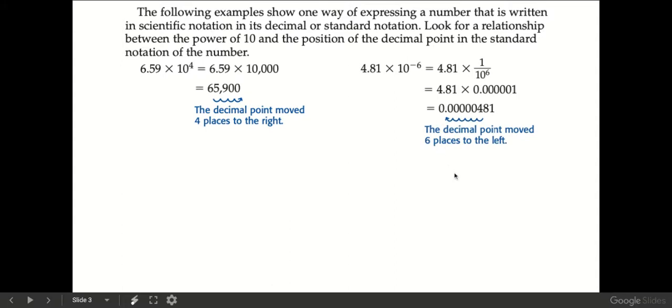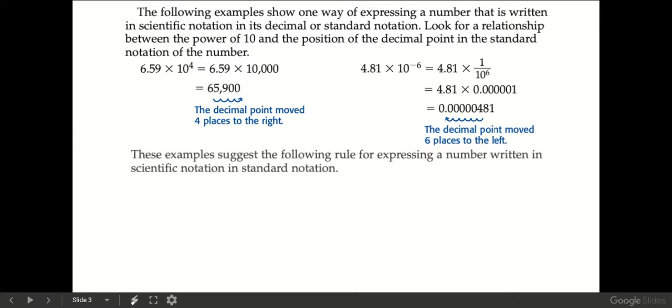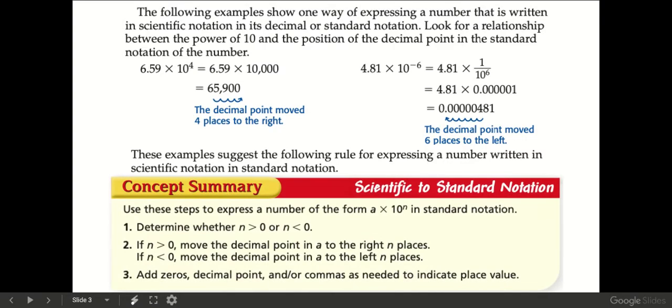0.00000481. Again, make the observation of where the decimal used to be. It used to be between the 4 and the 8. And now it has moved 1, 2, 3, 4, 5, 6 decimal places to the left, which coincides with the exponent. So this brings us to our next rule, which is how to write scientific notation in standard form. The first thing we would do is determine the exponent.